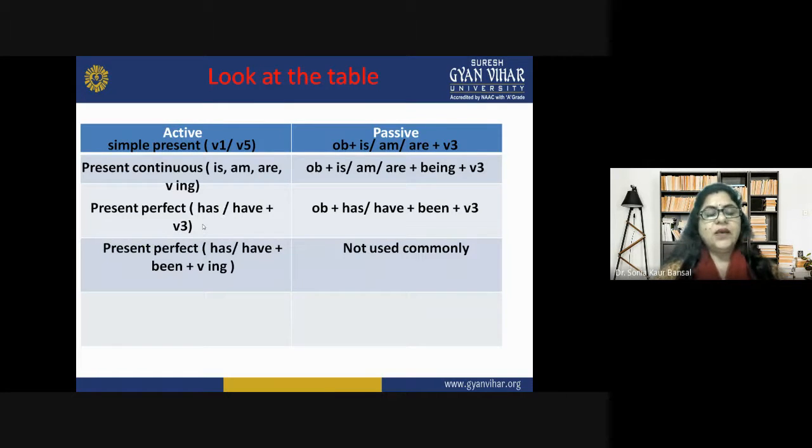And in the present perfect continuous, the structure would be somewhat like this: has, have plus been plus verb's ing. Then, not used commonly. So this is something we are escaping. So this is how we are working according to the structures also.